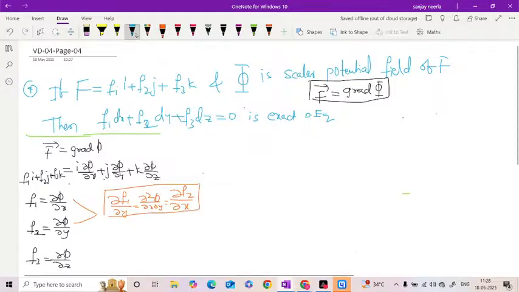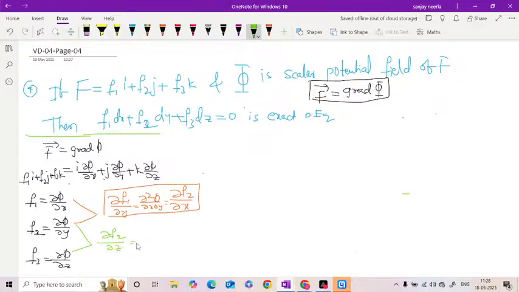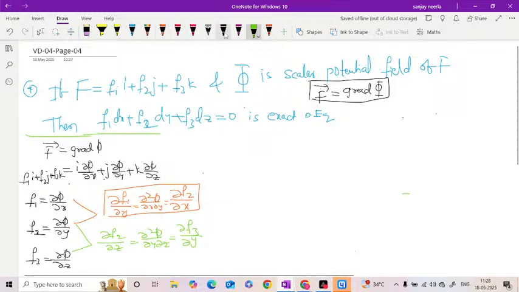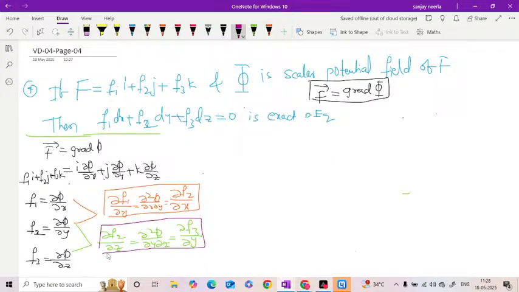Now similarly I am taking f2 and f3. After differentiating with respect to z, it is equal to dou square pi by dou y dou z. After differentiating with respect to y, we get dou f3 by dou y. Similarly from 1 and 3 also we get one more equation. The equation is dou f1 by dou z is equal to dou square pi by dou x dou z, which is equal to dou f3 by dou x.